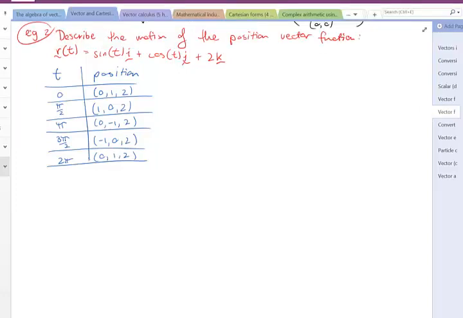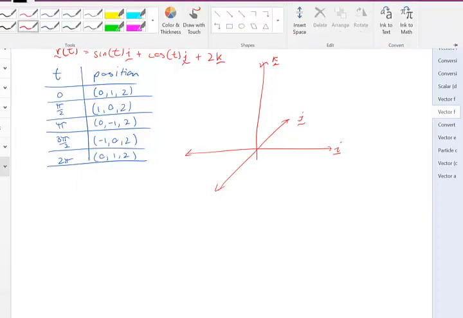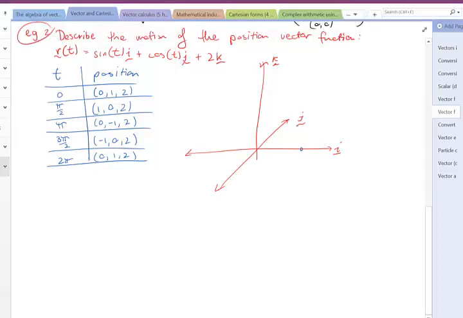So to be able to describe this motion, it would help to be able to sketch it. So if we sketch the horizontal or the i and j directions, and then k, essentially what we're doing is we're looking to track these values, which will be zeros and ones in i and j, up to a height of 2.